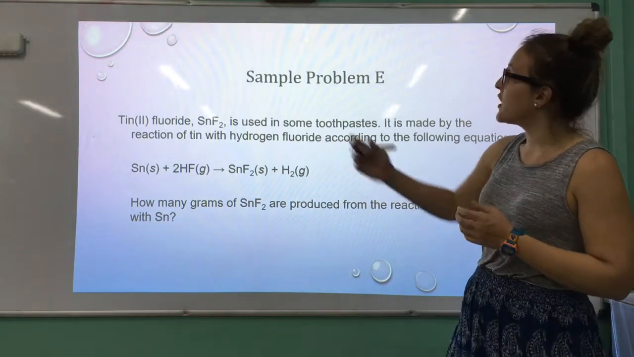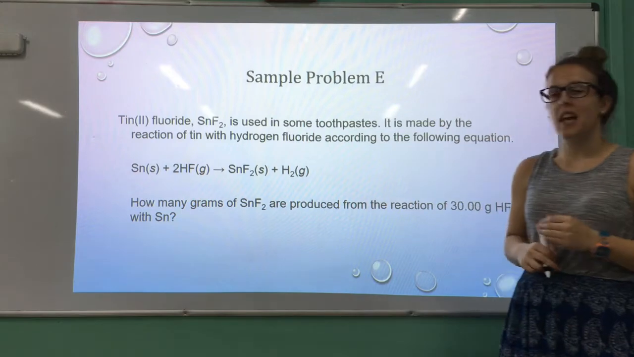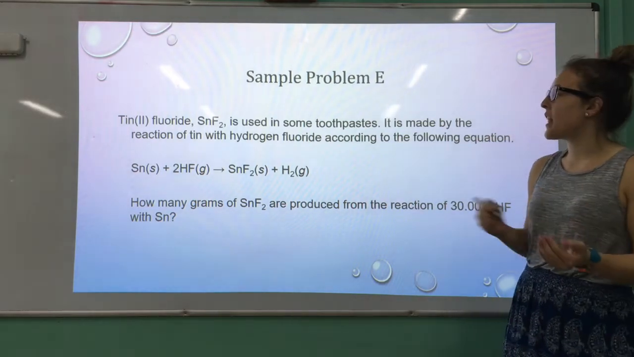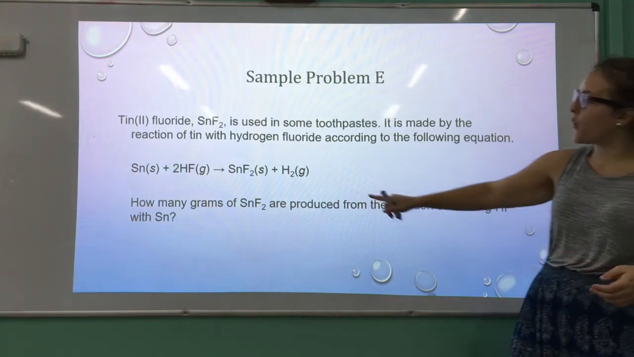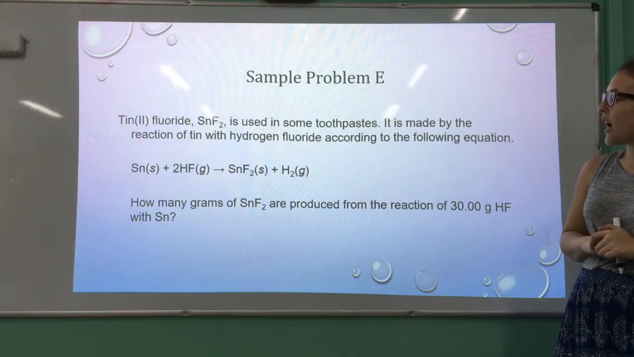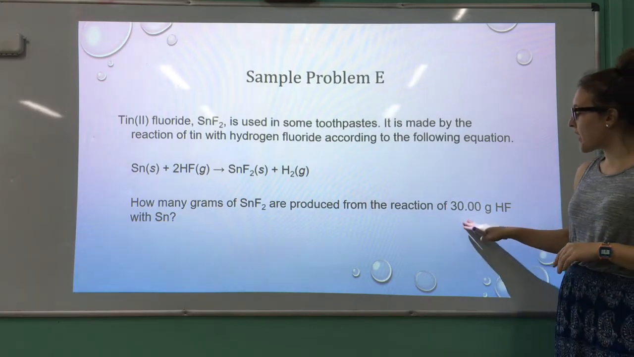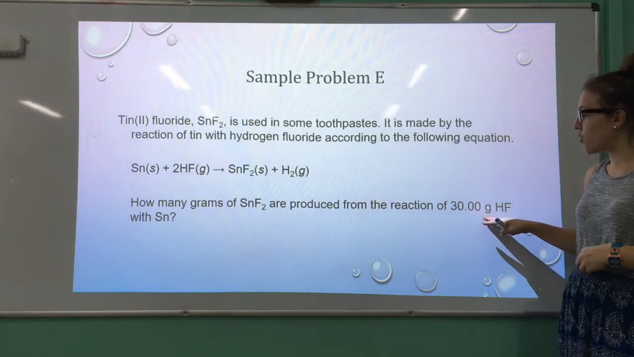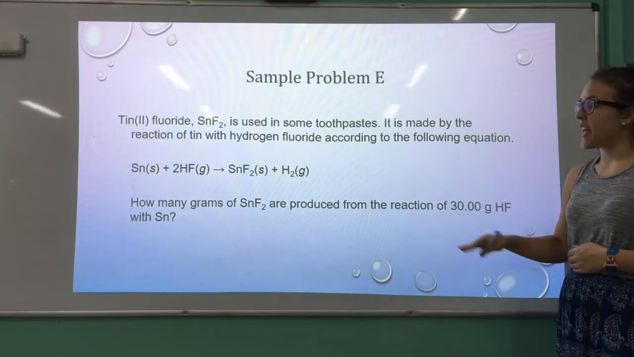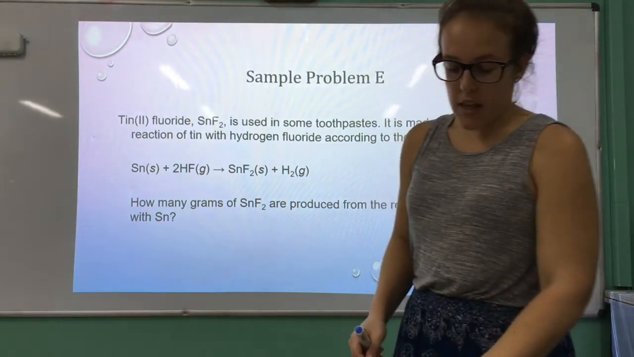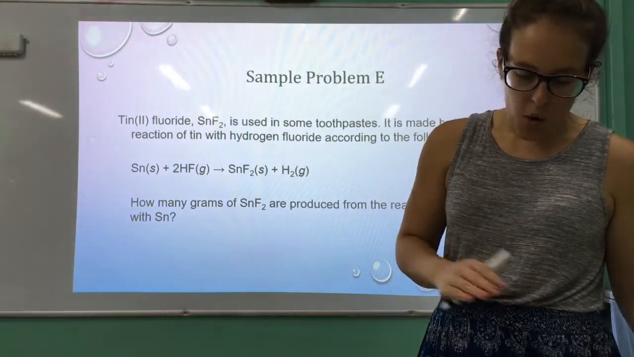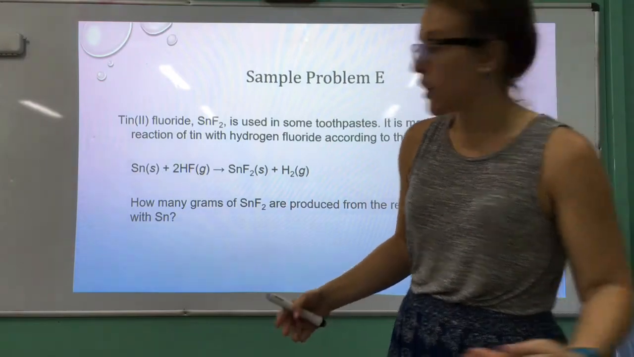Tin(II) fluoride, which is SnF2, is used in some toothpaste. It is made by the reaction of tin with hydrogen fluoride according to the following equation. How many grams of tin(II) fluoride are produced from the reaction of 30.00 grams of hydrogen fluoride with tin? If you want to follow along, this is on pages 294 to 295 in your book.